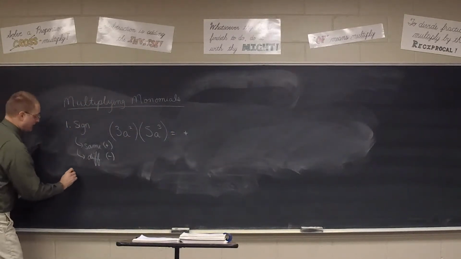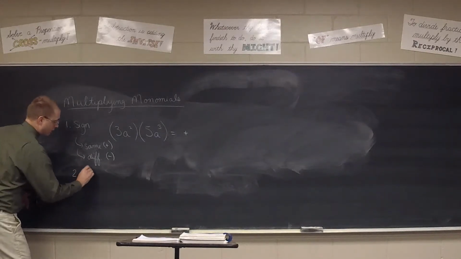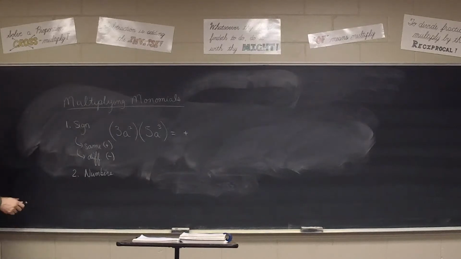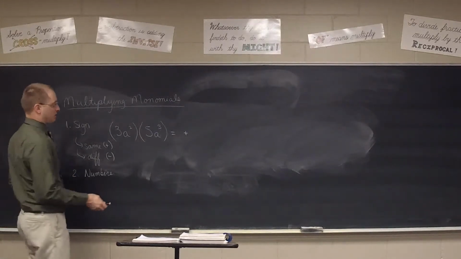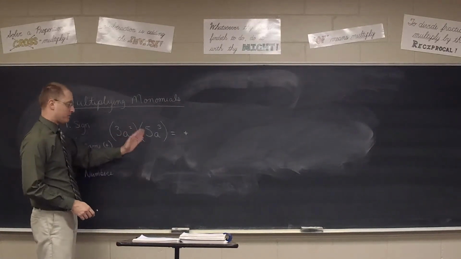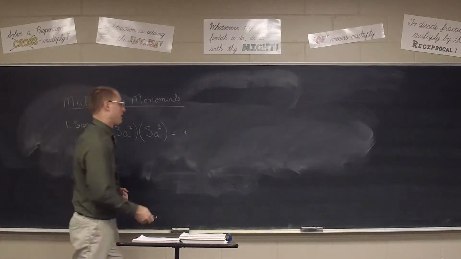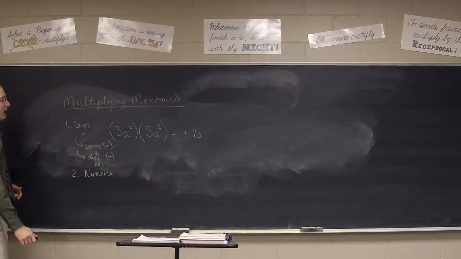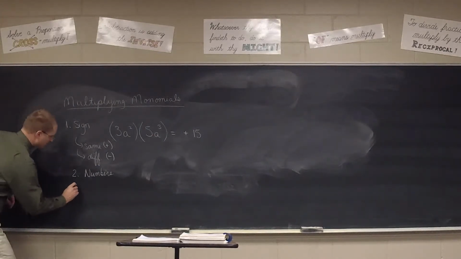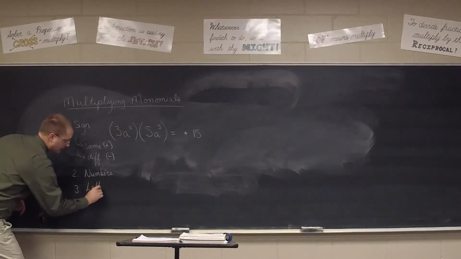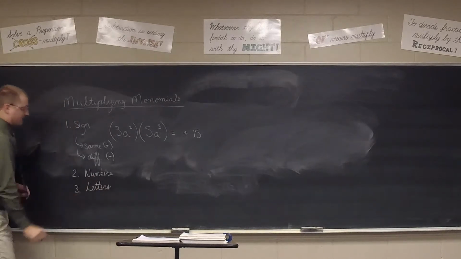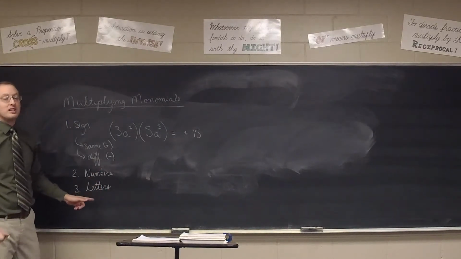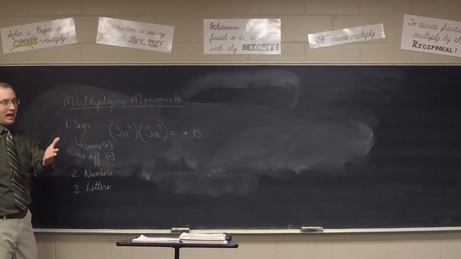The next thing we'll take care of, number 2, is the numbers. We're going to multiply the numbers together. 3 times 5 equals, hey, not bad for first thing on a Tuesday morning, 15. All right, pretty easy. And the third step is to take care of the last thing, and that's the letters. And remember, to multiply like bases, you add the exponents.